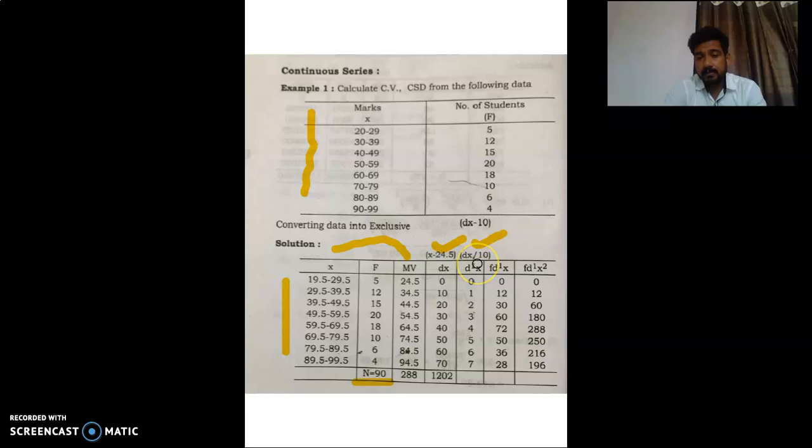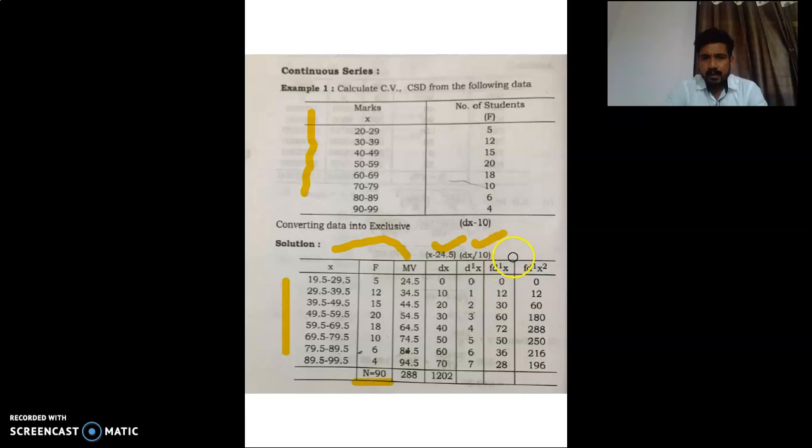So f multiplied by d dash x: 5 multiplied by 0 is 0, 12 multiplied by 1 is 12, 15 multiplied by 2 is 30, 20 multiplied by 3 is 60, 18 multiplied by 4 is 72, 10 multiplied by 5 is 50, 6 multiplied by 6 is 36, 4 multiplied by 7 is 28.